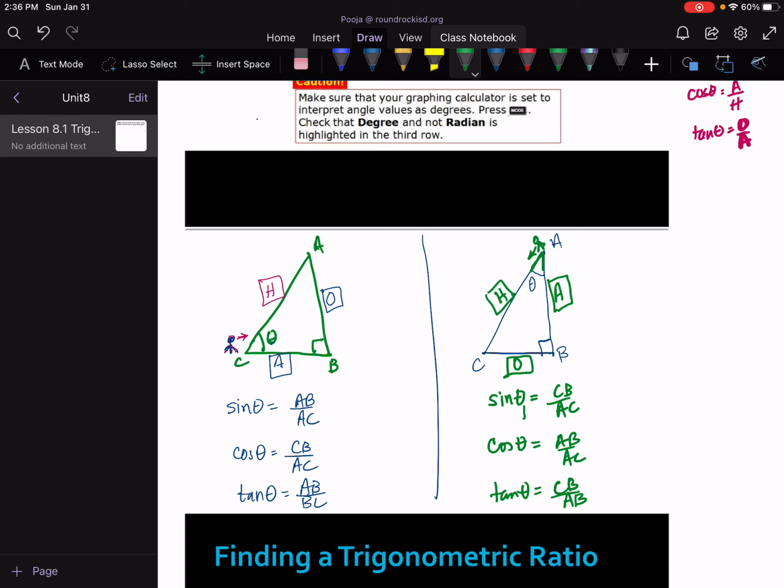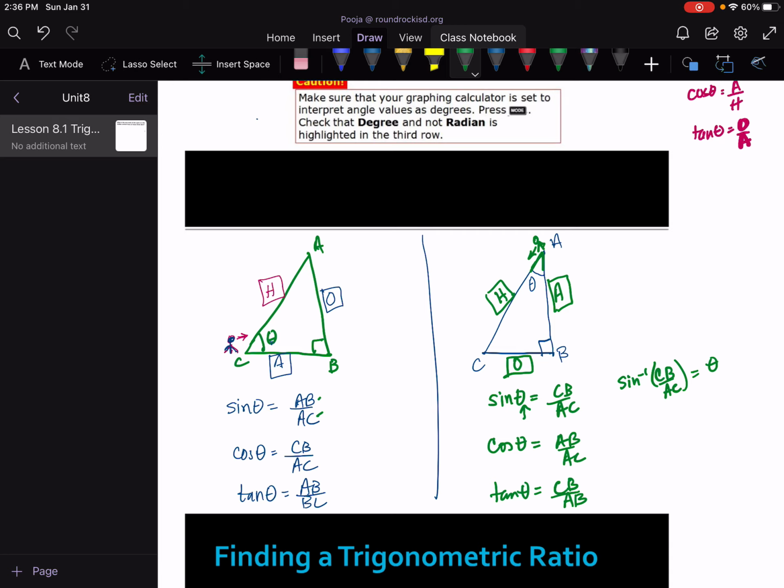Now we haven't really gone into how to find that angle, or whether I have to work backwards and get sine inverse of CB over AC to actually get the angle. We will get there. We're getting there soon. But for the ratio part, these are the ratios. I've written down the ratios.